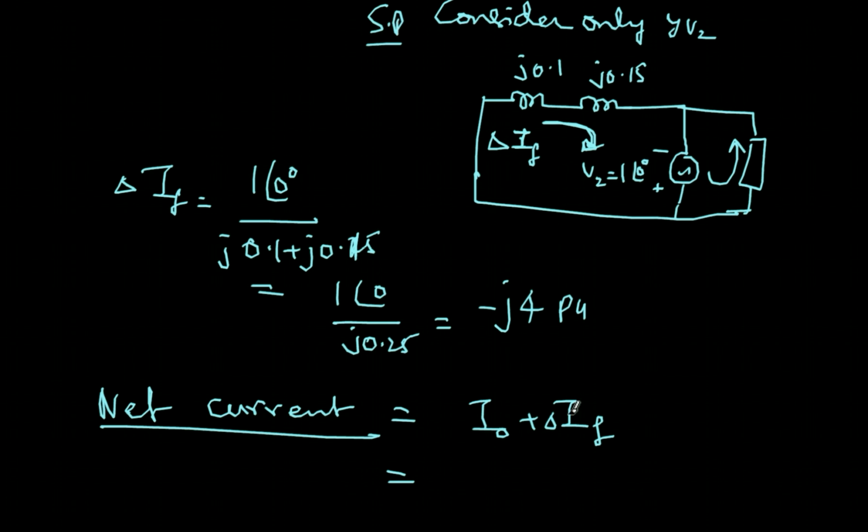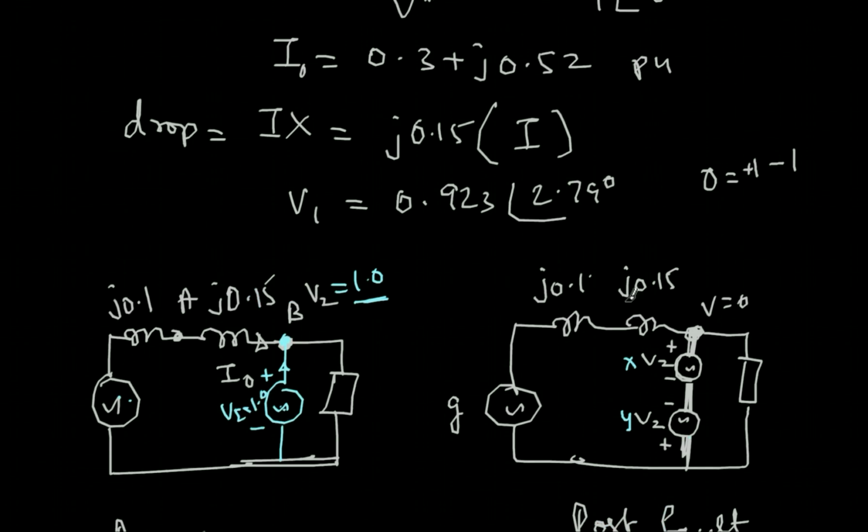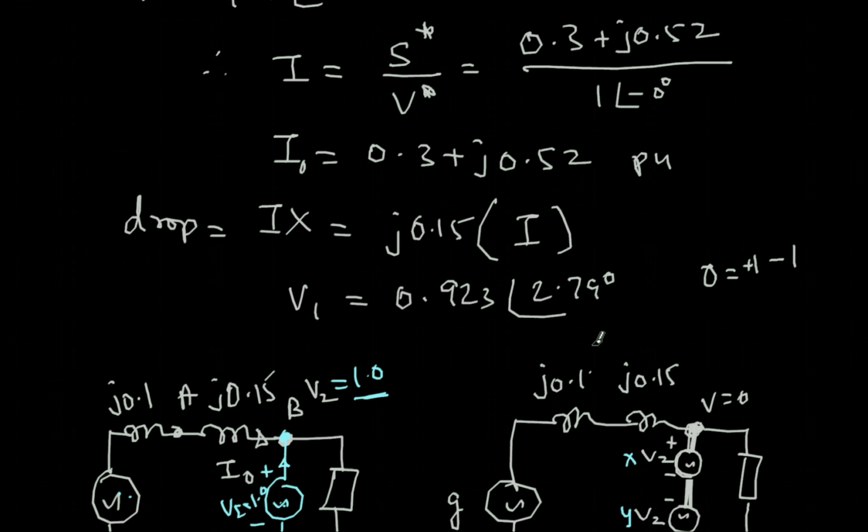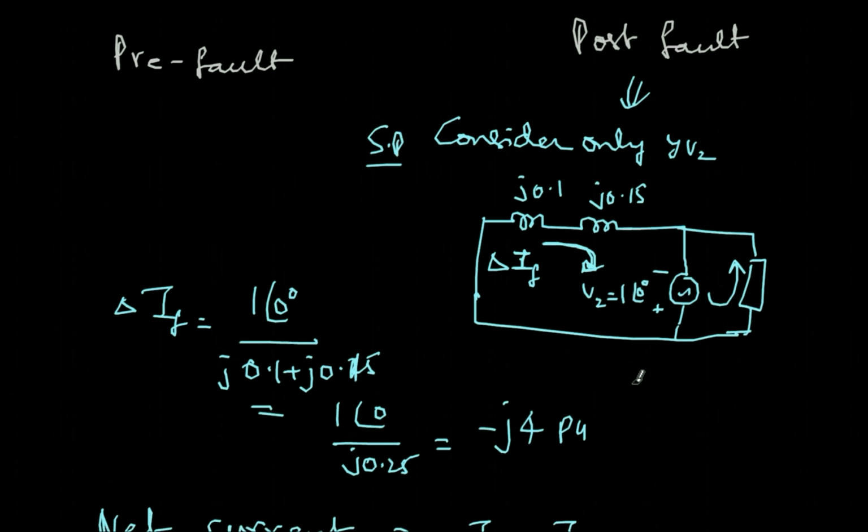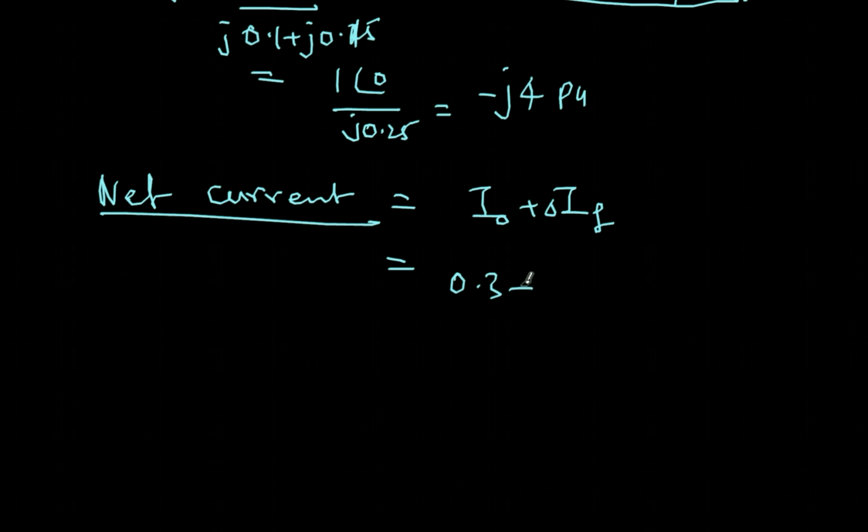So what is my I naught? I naught was 0.3 plus j0.52. To this, I will add this one, minus j4. So this is the pre-fault current and this is the post-fault current, and this is how you consider systems where there is a load.